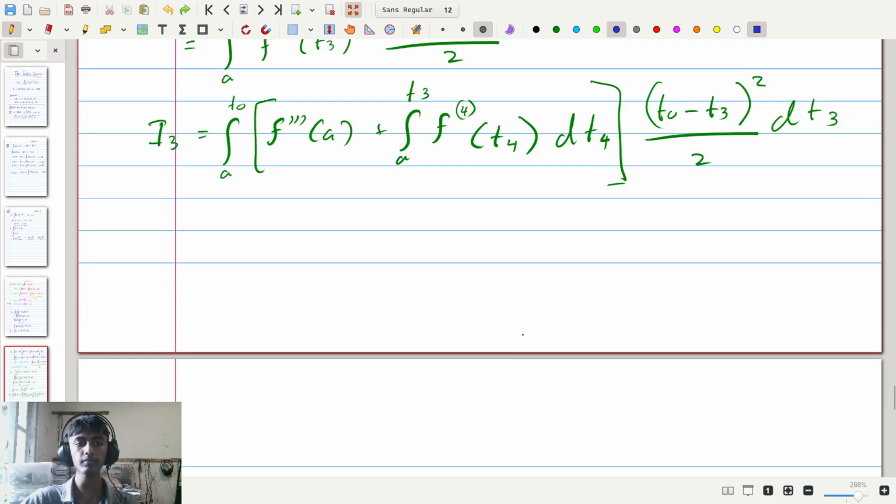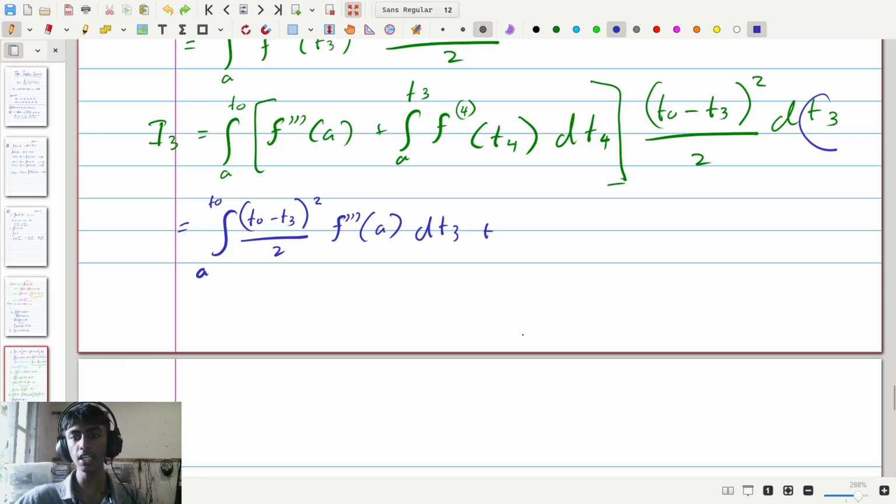So then what we have here is the first integral, which is going to be this constant part's integral times this second part over here, which I'm going to write out as the integral from a to t0 of this part here, which is (t0 minus t3) squared over 2 times f triple prime of a, so f triple prime of a integrated with respect to t3, plus the integral as t3 goes from a to t0 of this whole integral multiplied by this part here.